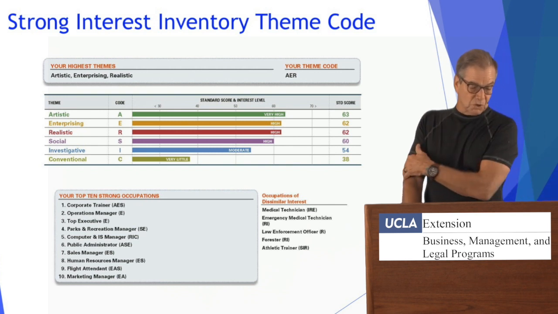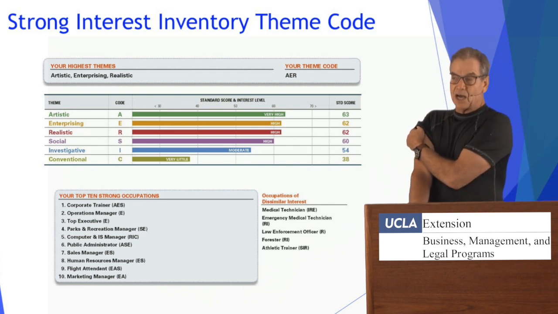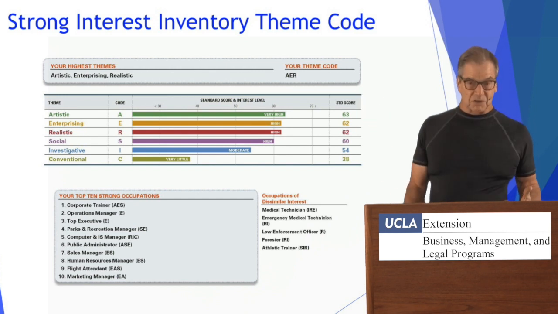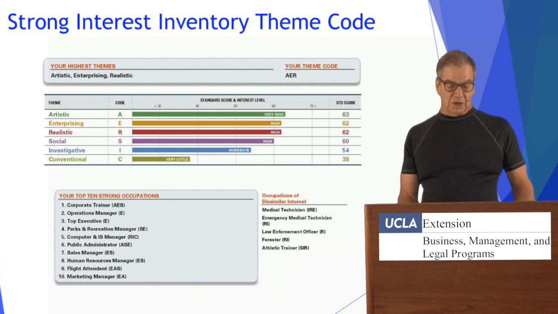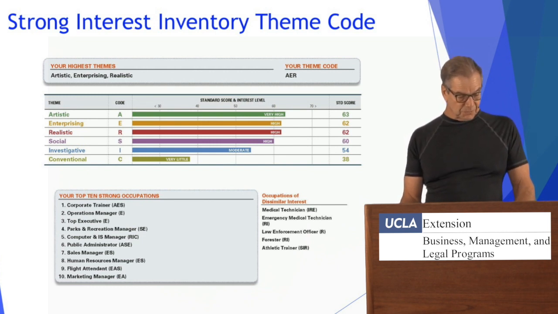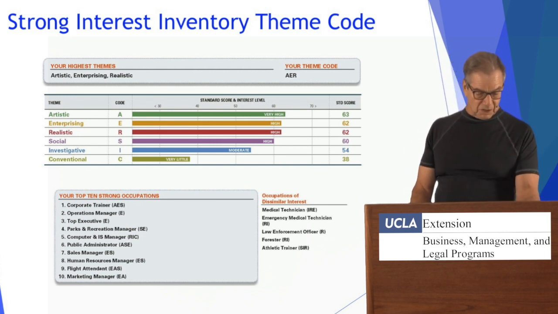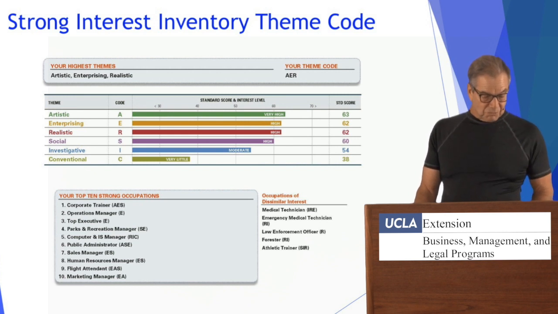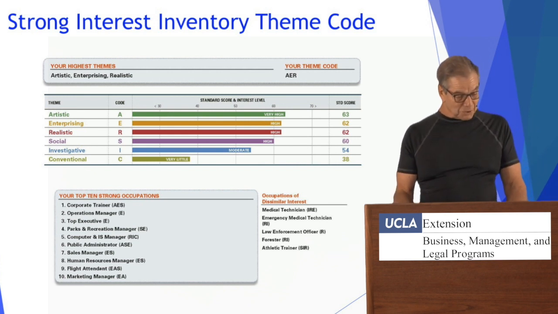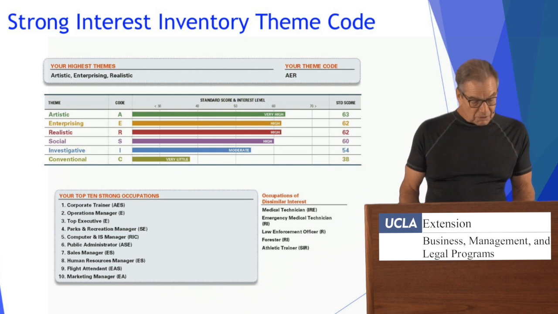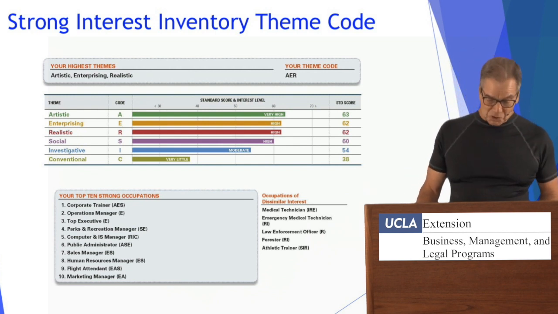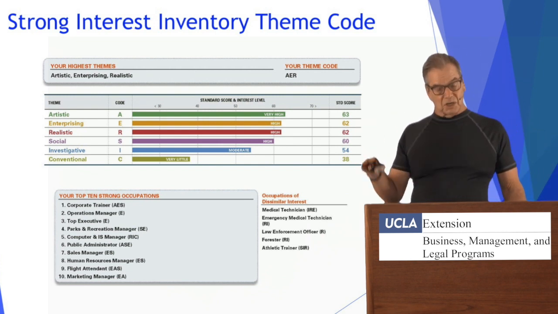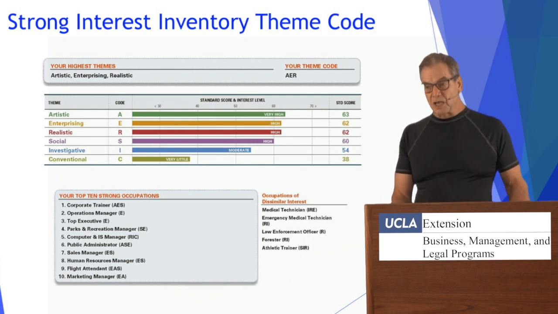Their system only works with the top 3 letters, but you can take any combination of these letters to query the career paths on the O*NET Online website. And then the top 10 occupations here: corporate trainer, and interestingly enough, that's what I do. Organizational management, a top executive, parks and recreation. I've always been an outdoorsy type person. So anyway, it lists the career paths.